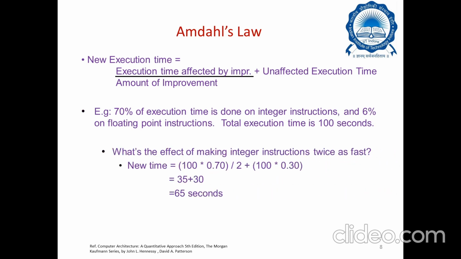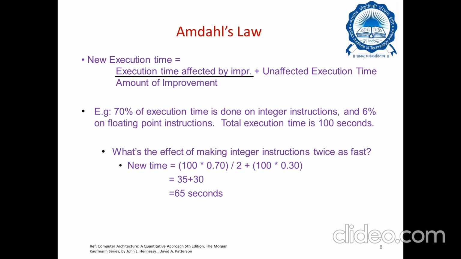So for example, if 70% of the execution time is spent on integer instructions and the remaining 30% on other types of instructions, which includes 6% on floating point instructions, and let's say the total execution time is 100 seconds. So what would be the new execution time if we make the integer instructions twice as fast?